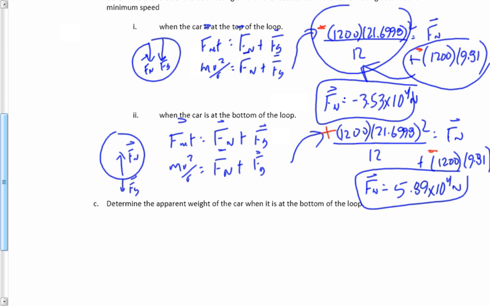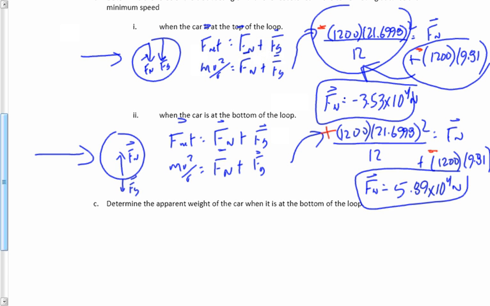Okay, look at this. I'm pulling in the same direction as FG. I've got to pull 3.53 times 10 to the 4. But here I'm pulling against FG. When do I have to pull harder? When I'm pulling against FG, right? So of course we expect a bigger force at the bottom than we get at the top.